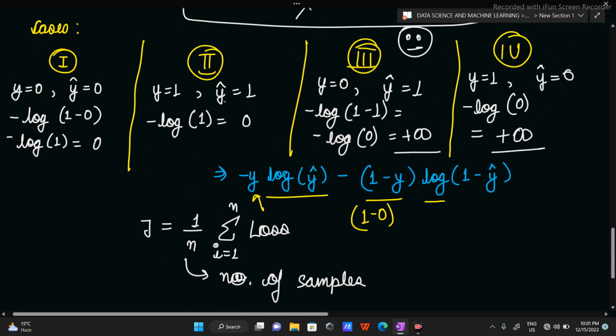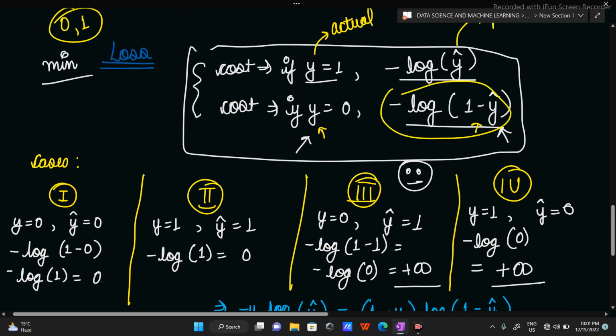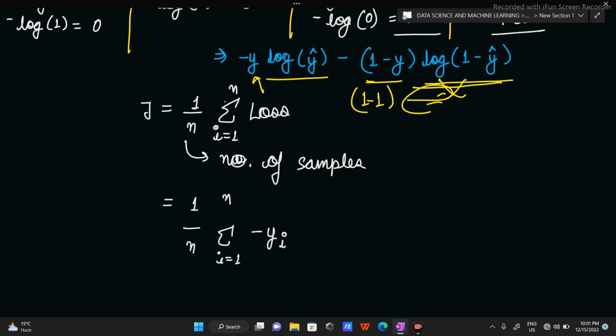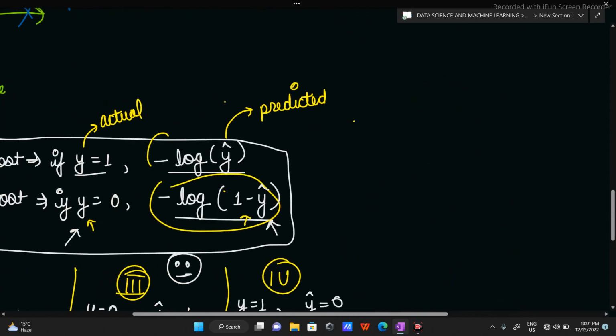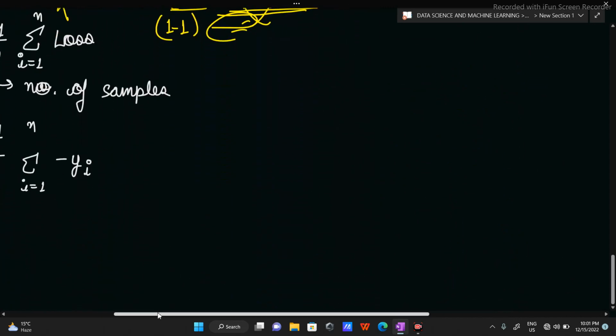And then this log of 1 minus y hat is nothing else than this, right? So this is the same thing. And if I have y equal to 1, in that case this 1 minus 1 is 0, so when you multiply this term with this term, this portion is going to be 0, and then this is 1, so this will become negative of log of y hat, and this is similar to this one. Okay, clear?